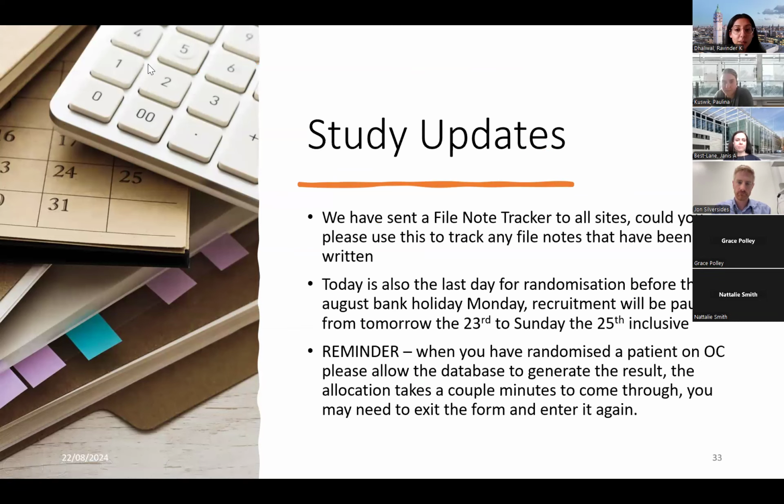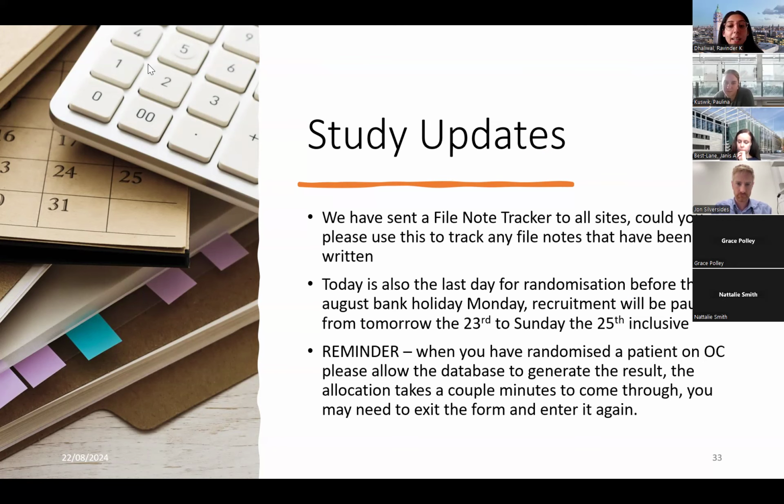Okay. So we just have a few study updates that are more applicable for our sites that are currently open to recruitment. We've circulated a file note tracker to all of our open sites. This is just after a recent audit. We were advised that we should be using this for our site. So any file notes that you create, if you can ensure that they're numbered, and then make a note of them all on the tracker so that you can easily see which file notes have been generated for the study for your site.